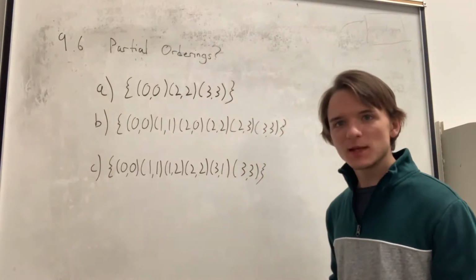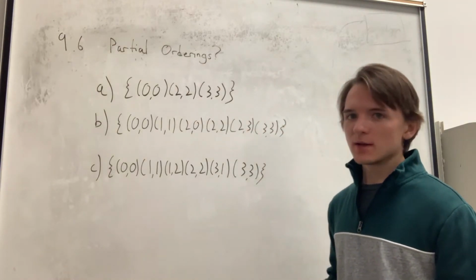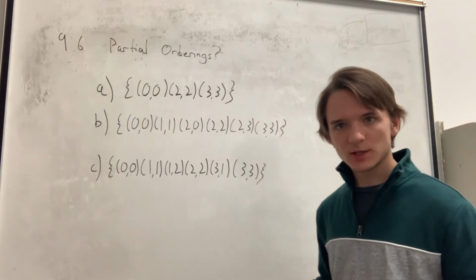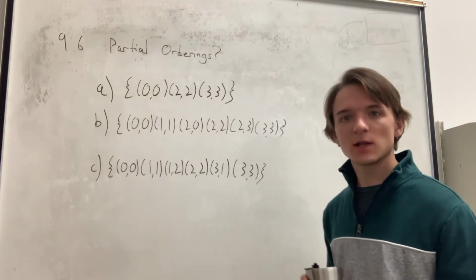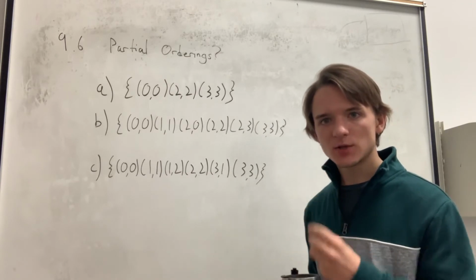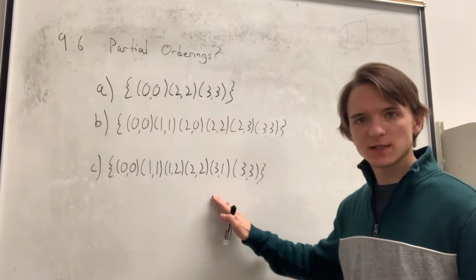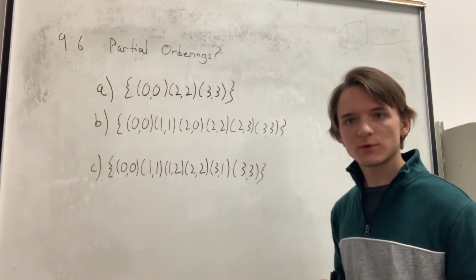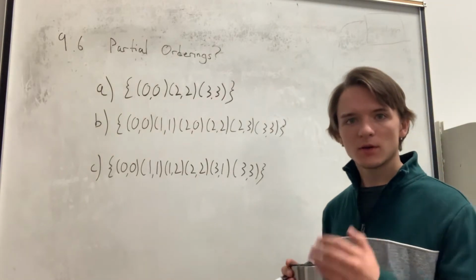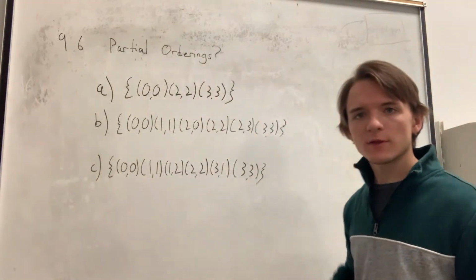All right, so let's begin with a partial order. A partial order is different than an equivalence relation. A partial order instead is a relation that is reflexive, antisymmetric, and transitive. So we have a few sets, and we want to determine whether these sets as relations are partial orders or not.